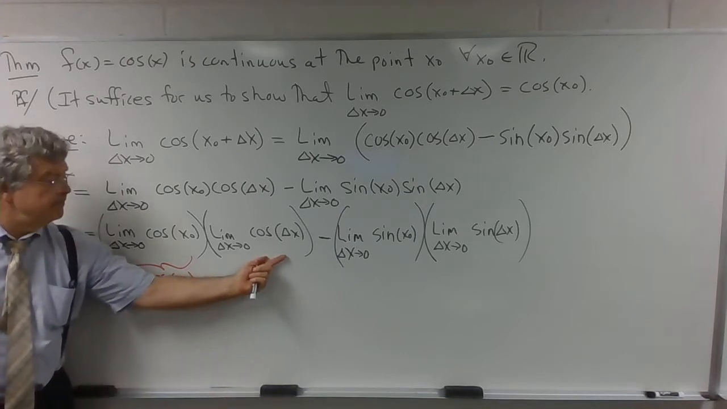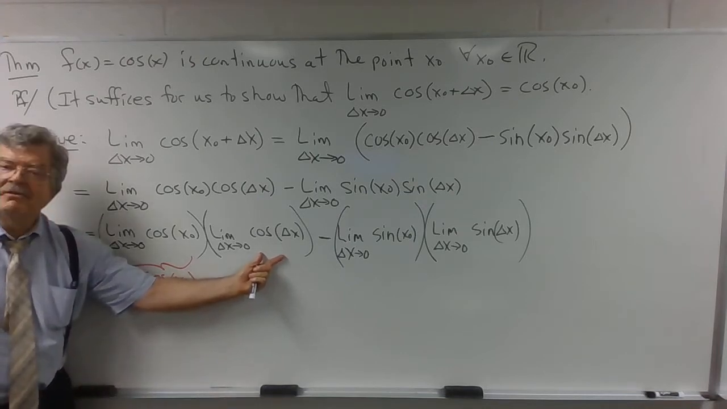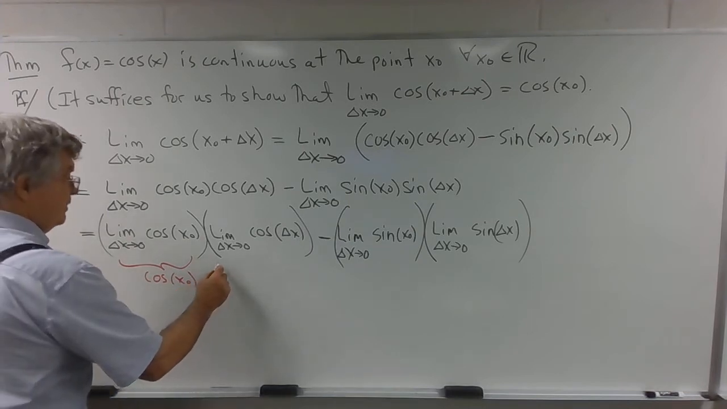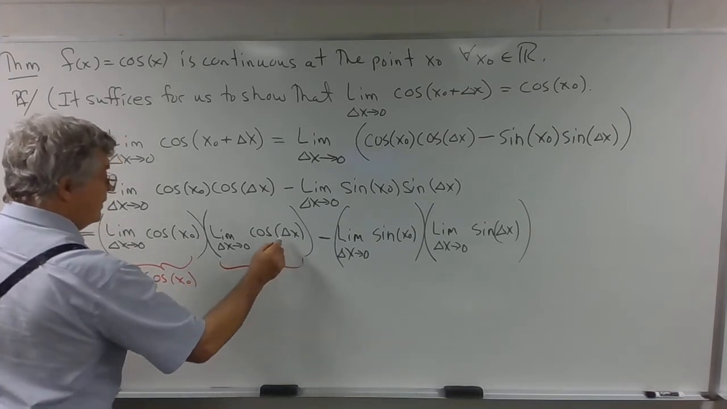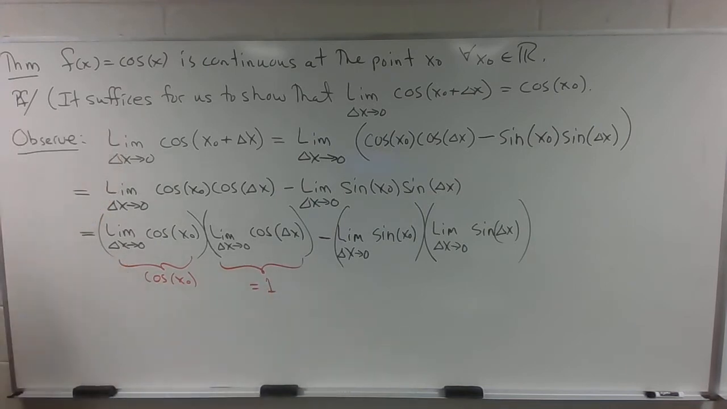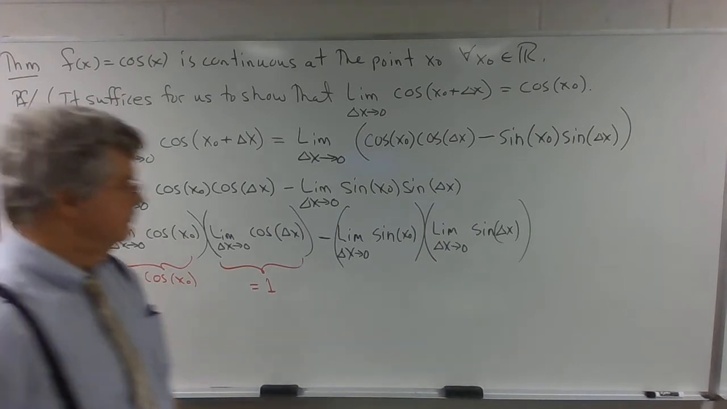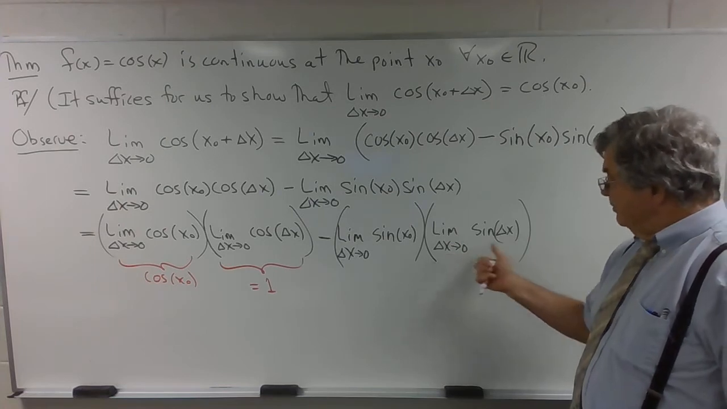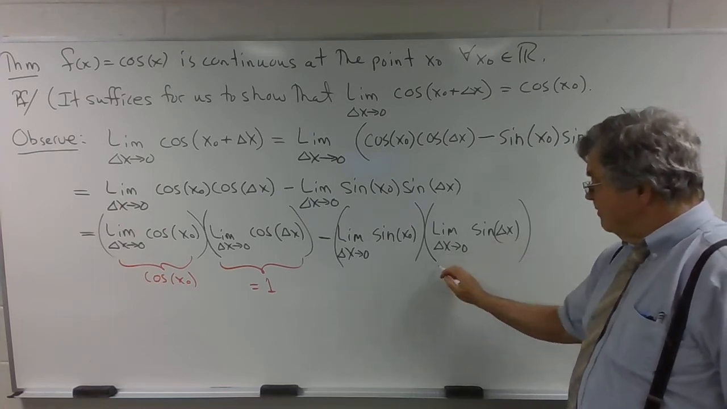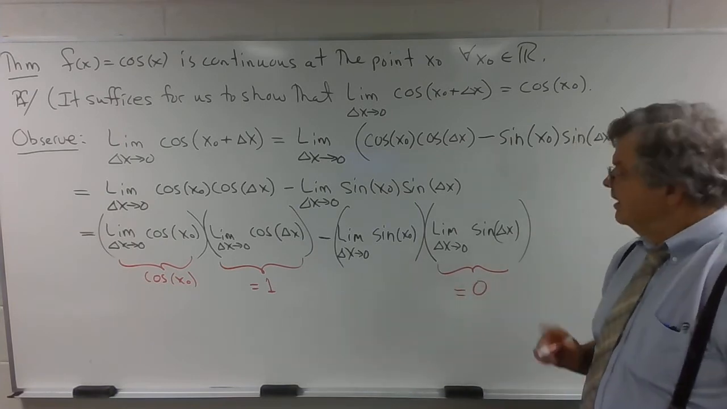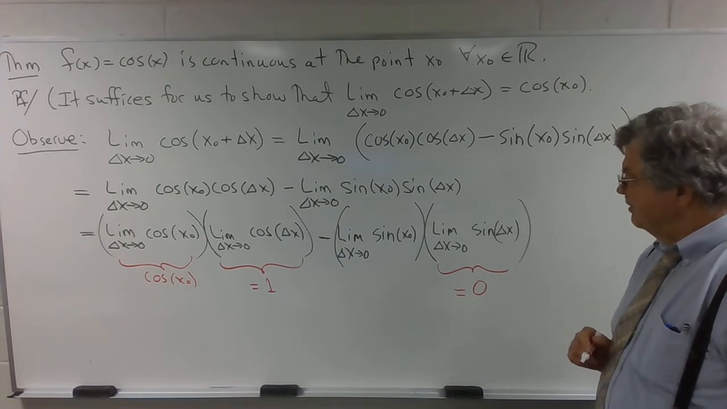Now this term, this is one of those limits that we derived last time and that we made note of at the beginning of this lecture. As delta x goes to 0, cosine of delta x goes to 1. And remember, as delta x goes to 0, sine of delta x goes to 0 also. That's the other limit that we made note of at the beginning of the lecture.